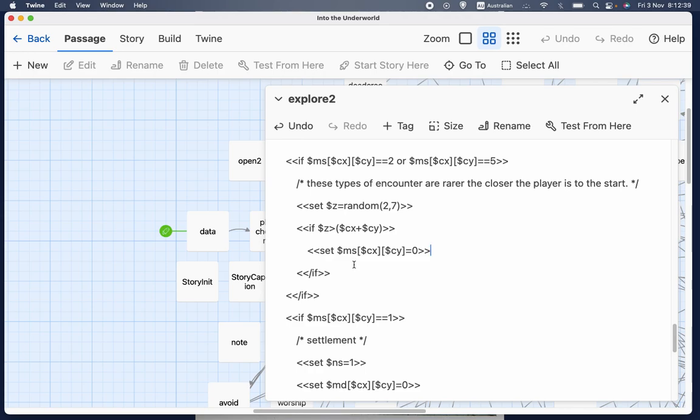So the intent of that is meant to be that at the start you'll get more empty areas, and then as you go further and further out, you'll be more likely to get these more special rare areas. So that was the intention. That's what I did. And can you spot what I did wrong? Maybe pause the video if you need more than a few seconds to think about it. But I'll wait a few seconds and then I'll give the answer.